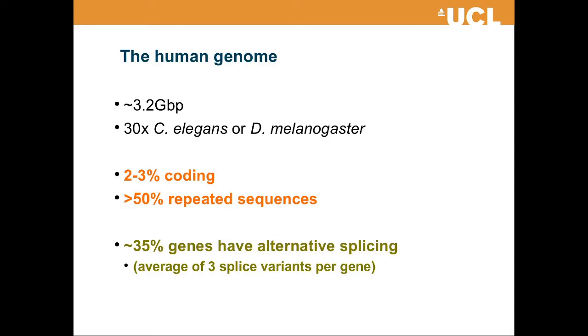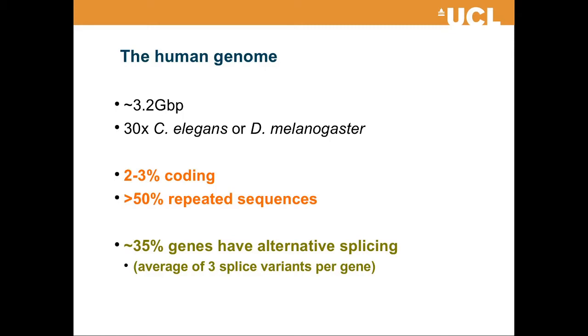Coming back to the human genome then, as I said, this is about 3.2 gigabase pairs, or 3.2 billion base pairs in size. That's about 30 times the size of something like C. elegans or Drosophila melanogaster. But only about 2 to 3% of our genome codes for protein sequences, and more than 50% of it is simply repeated sequences. And these repeats might be short tandem repeats, in other words, sequences like AT, AT, AT, AT, AT, or they may be large sequence repeats, so these transposons, which are like little viruses that can move around the genome.